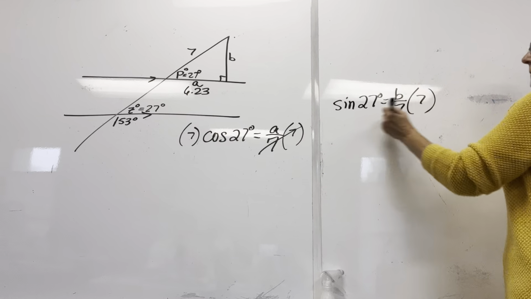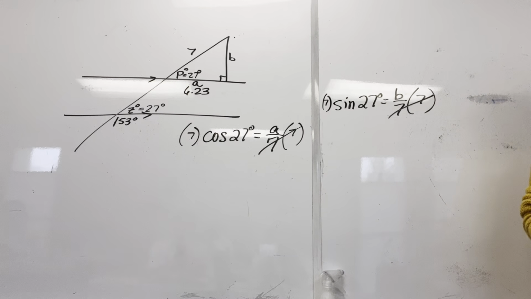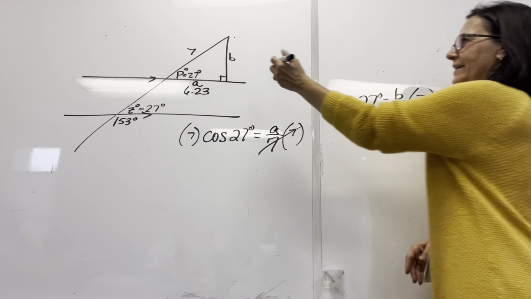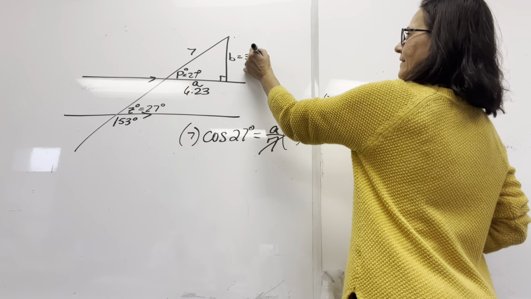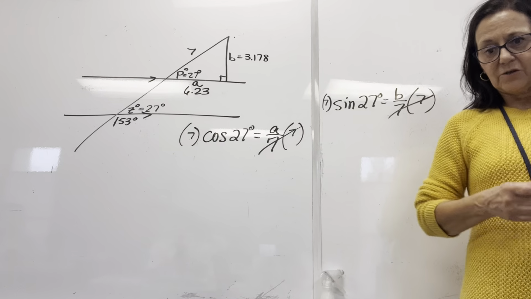Correct. I'm going to multiply both sides by 7. What's 7 times the sine of 27? 3.178. Okay. Then I'm going to ask you one more question.